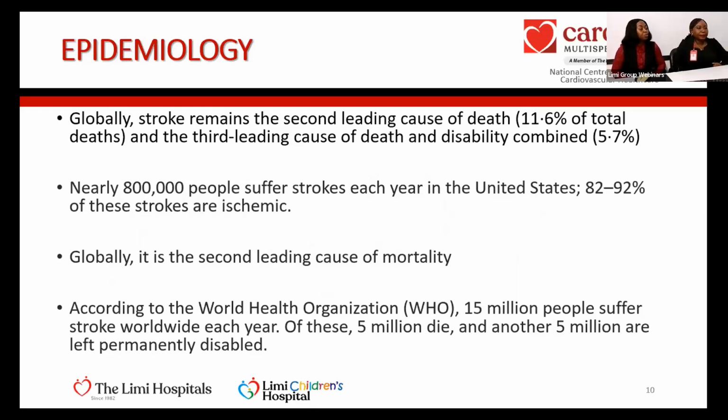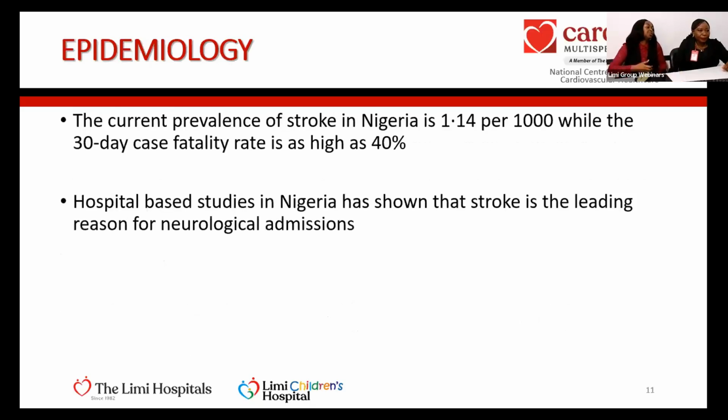And then according to the WHO, 15 million people suffer stroke worldwide each year. And of these people, 5 million die, and another 5 million are left permanently disabled. This is just to tell us the big burden that stroke represents, and the reason why we should know about it and manage appropriately to reduce the mortality and morbidity associated with stroke.